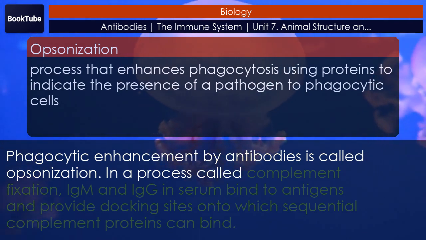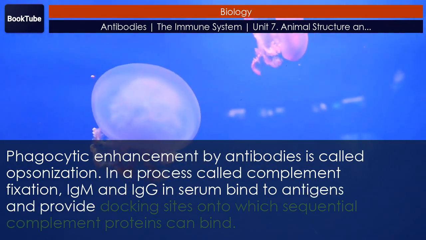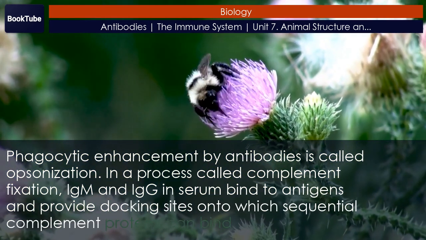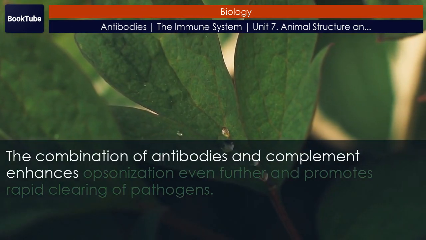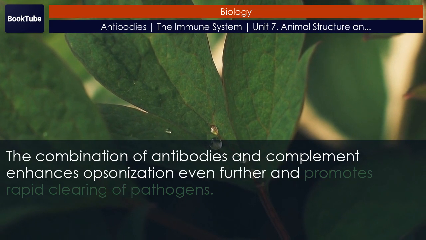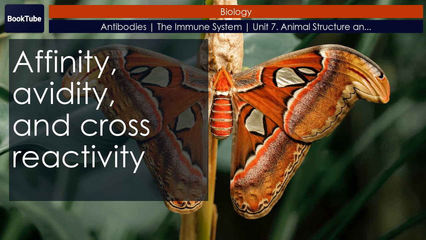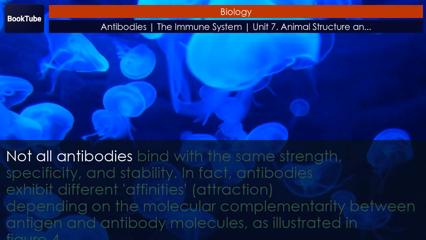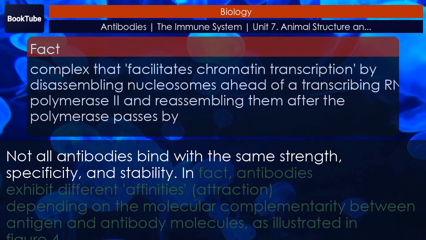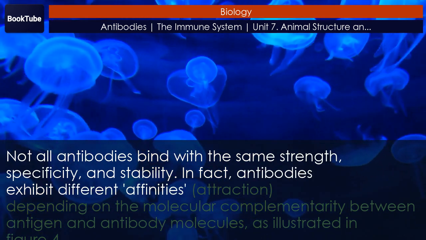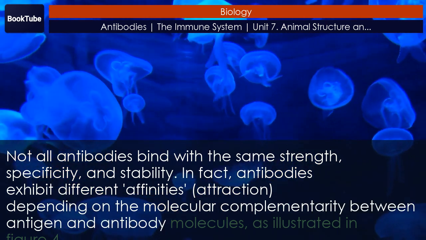In a process called complement fixation, IgM and IgG in serum bind to antigens and provide docking sites onto which sequential complement proteins can bind. The combination of antibodies and complement enhances opsonization even further and promotes rapid clearing of pathogens. Affinity, avidity, and cross-reactivity. Not all antibodies bind with the same strength, specificity, and stability. In fact, antibodies exhibit different affinities, attraction, depending on the molecular complementarity between antigen and antibody molecules.